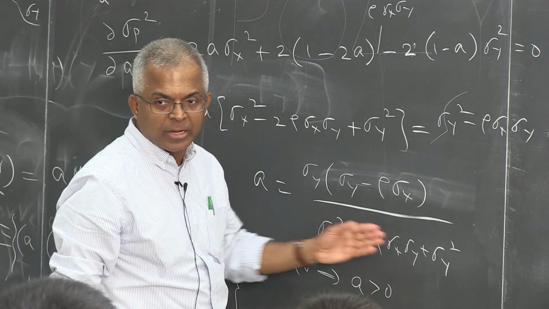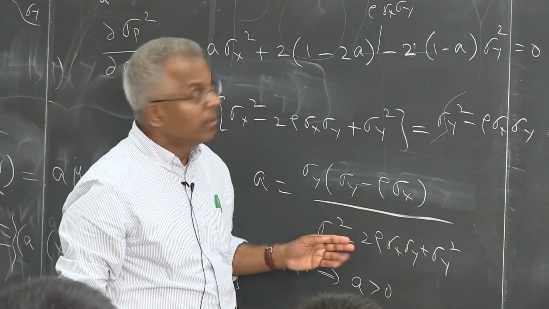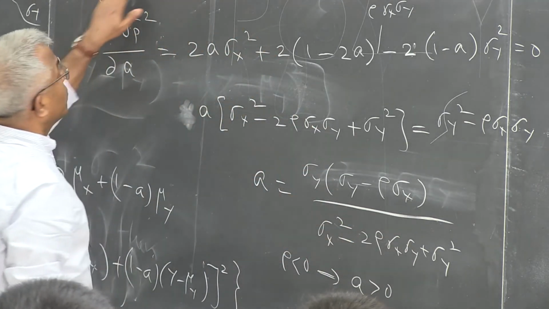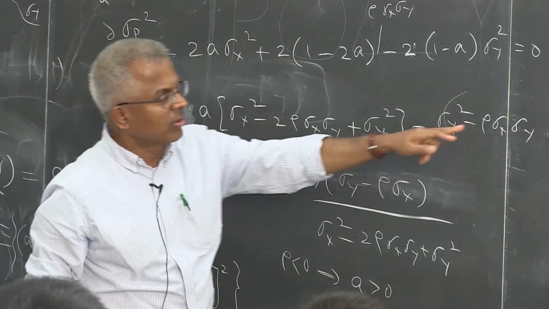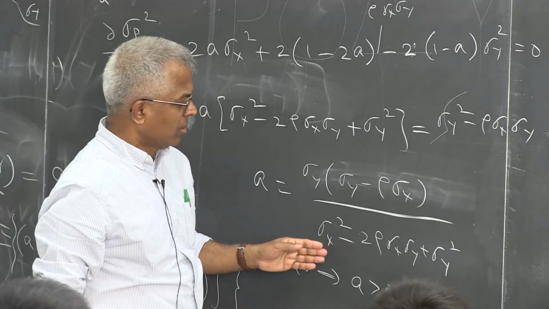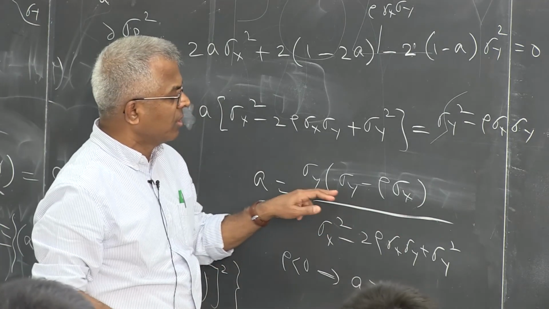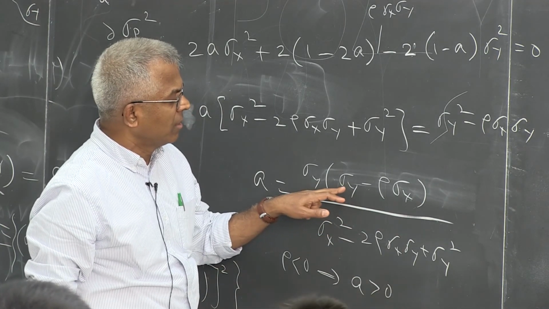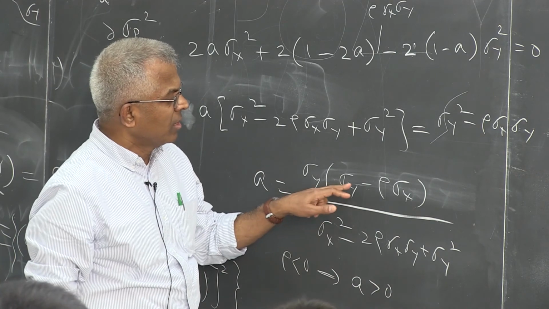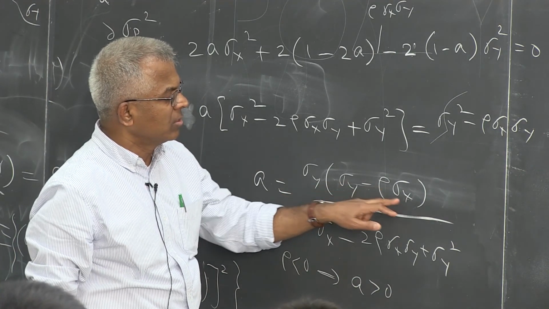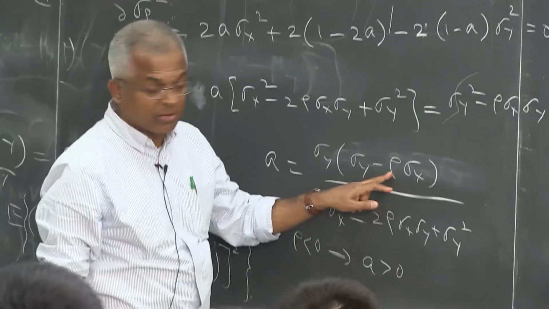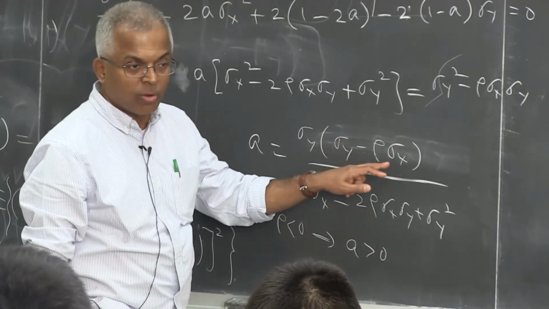Denominator is positive. Why? Because this is the same as the variance, right? Look at that. This is the same as that term with A equal to 1. So the denominator is positive. But it is possible that sigma Y is less than these quantities if rho is positive. But if rho is negative, this whole thing will be positive.